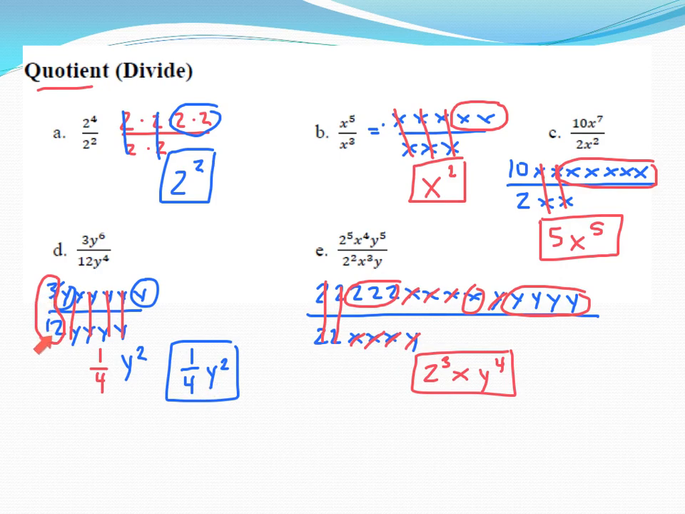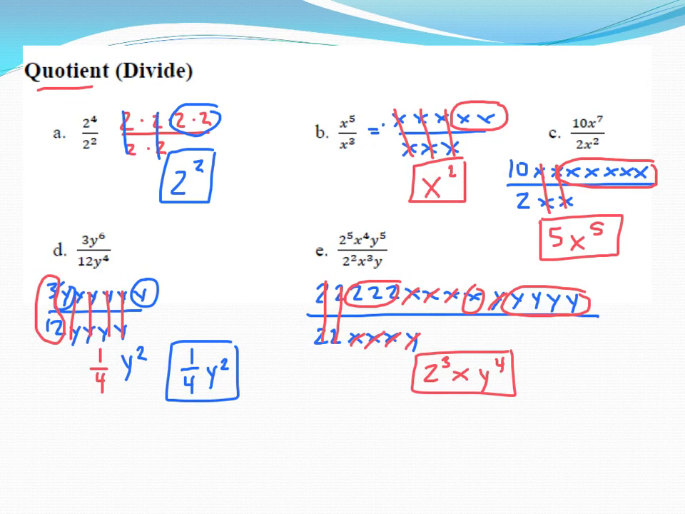Then I look at 3 over 12. 3 divided by 12, that's not as nice as 10 over 2. I don't get just a simple whole number. But again, I can simplify this. 3 over 12, divide both by 3, you get 1 over 4. So this simplifies out to 1 over 4 y squared. Okay, so that's your answer there, simplified, condensed back down. Now E, this one's a fun one.